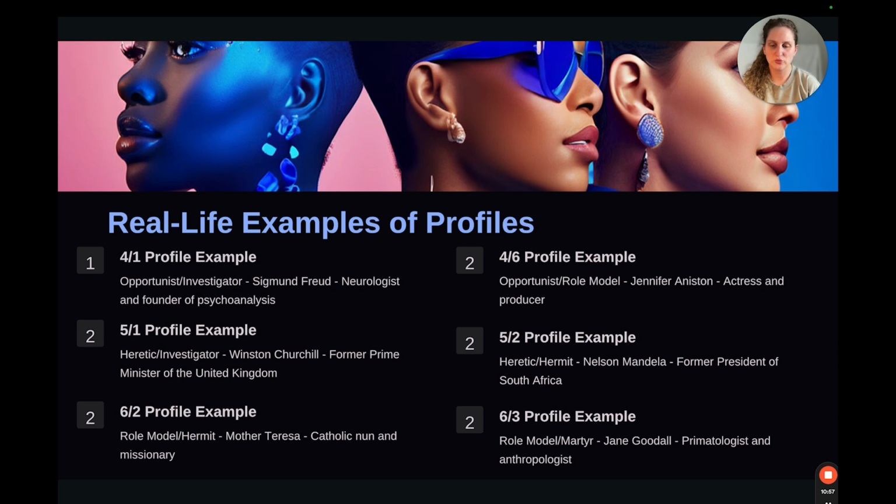6-2 profile, the role model hermit, is Mother Teresa, Catholic nun and missionary. 6-3 profile is going to be the role model martyr profile, Jane Goodall, a primatologist and anthropologist.